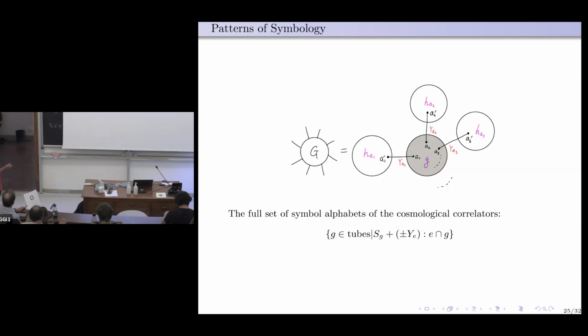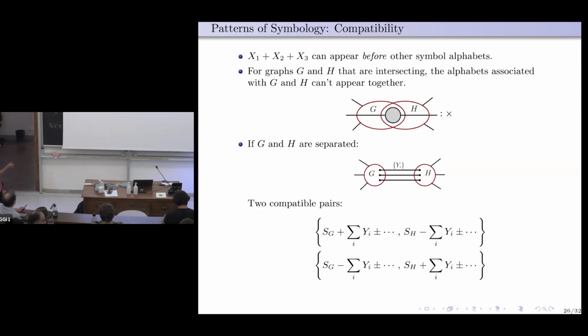And first of all, the full set of simple alphabets, as you, oh, is it five? Oh, yeah, thank you, because there is zero in the precise. Okay. So the full set of simple alphabets are just cosmological correlators for any tubes with plus or minus on the energies going through each edge. And similarly, we have these compatibility relations of different types of tubes.